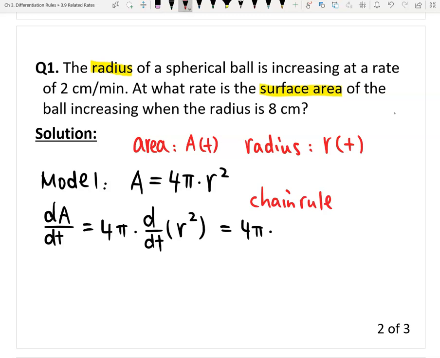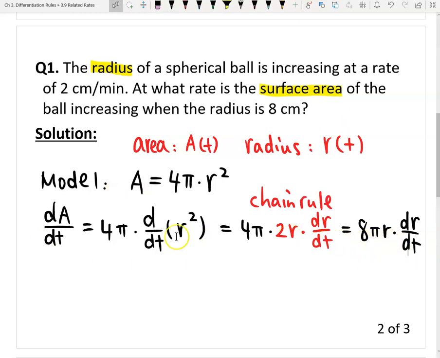So we should times, r is the inner, right? R squared is the outer, which is the power function. Take a derivative, it is 2 times r, right? This is the derivative of the outer. Derivative of the inner, of course, is dr/dt. You see, this is the chain rule we used. Then I put them together to simplify, which is 8 times pi times r, and then times dr/dt. Can you see? This is the second step.